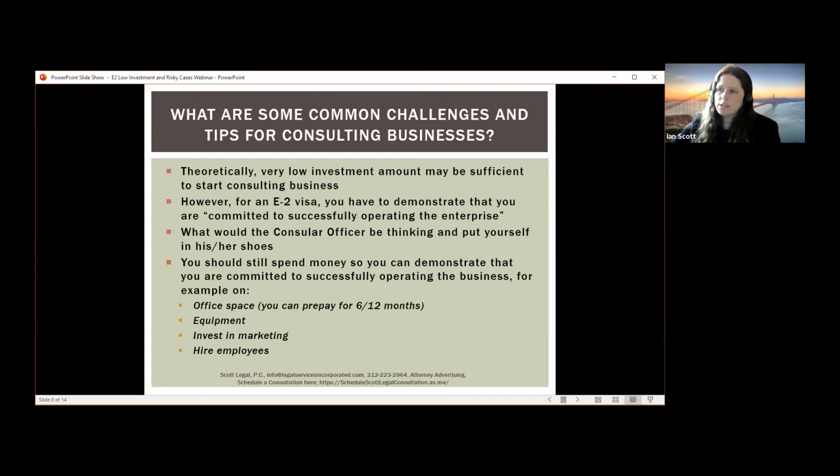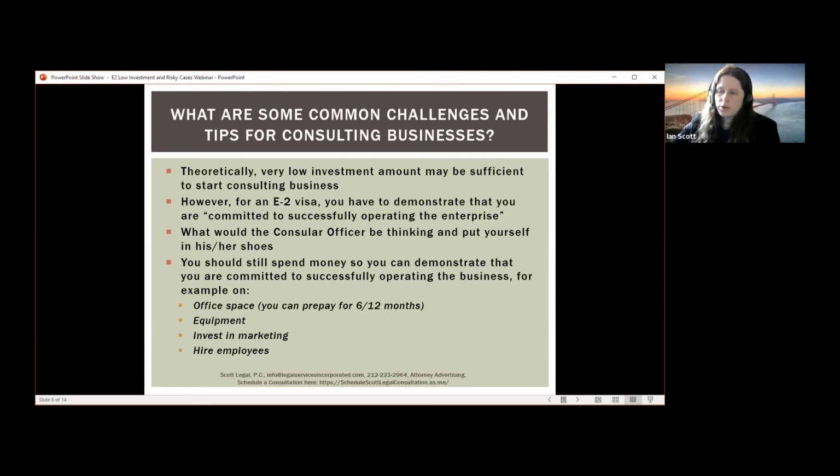They want to know that you've spent enough that you're committed to successfully developing your enterprise. And in particular for consulting businesses, they also have a concern that people are just going to come in and operate as a solo consultant. And that's not what the E-2 visa is for. The E-2 visa is for people that are going to support more than just themselves and their families, so that are going to hire employees. So the investment really needs to be made, and the business plan needs to be prepared. All those things are really important to show that you're going to build a company that's larger than just you, and that you've invested the funds such that you're actually committed to successfully operating the enterprise.